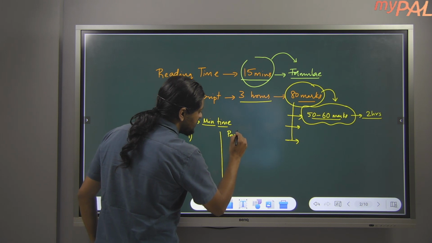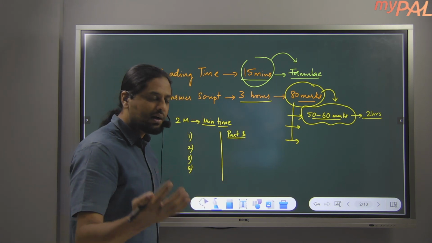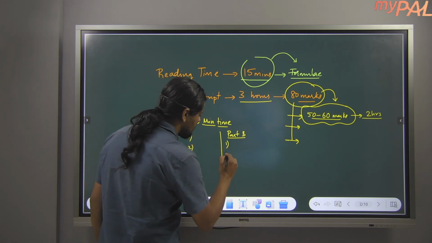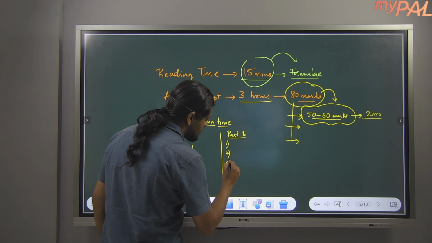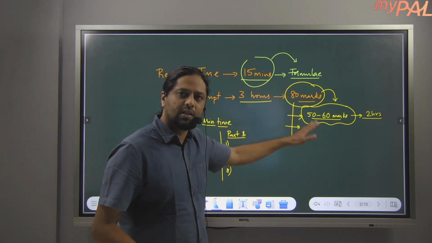So when I go to part B of the paper, it's all 2 mark questions. And when it's a 2 marker, say for example, I know the first question, I write it. I don't know the second, I don't know the third, it's okay. Go to the fourth one. And then say go to the sixth one, go to the eighth one. You know, only 4 of them, it's fine. Right? Go to part C. Then go to part D.